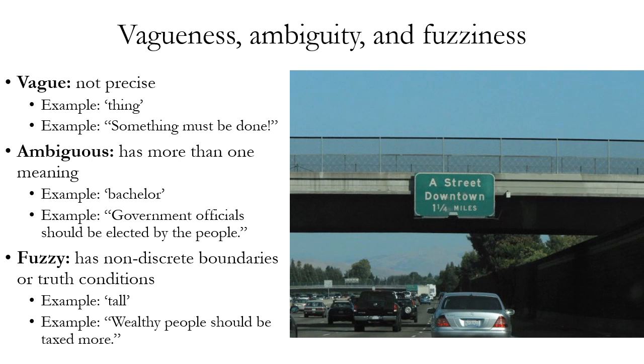And then finally, fuzziness is a concept or a sentence that has non-discrete boundaries or truth conditions. That's where how much the concept applies is a matter of degree, or how true the statement is could vary as a matter of degree. An example of a single term that's fuzzy is tall. Tall is not exactly vague because we know basically what we're talking about with the word tall. It's height. Tall is also not ambiguous, usually, if you're just referring to the literal height, say, of a person or of a building.